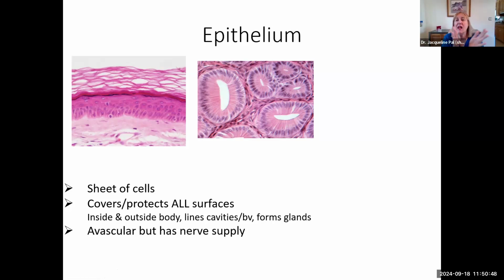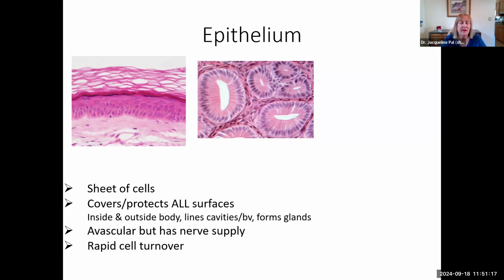However, unlike other avascular tissues, think of your cartilage, epithelium has a nerve supply. So yes, if you cut epithelium, we have pain fibers. It also can have heat sensors. There's lots of different types of sensory input we can get here.